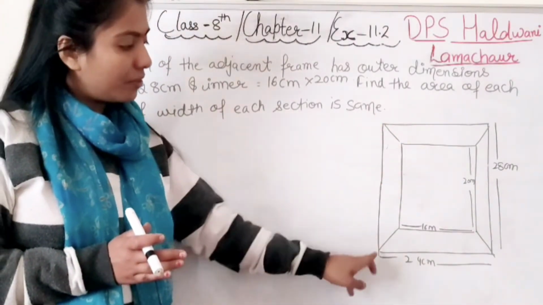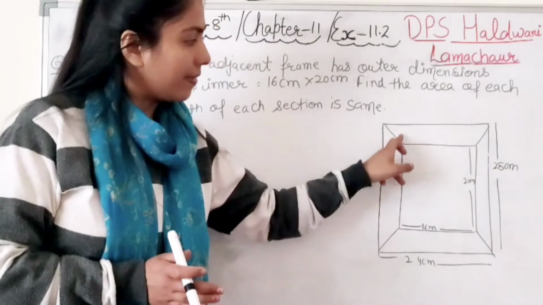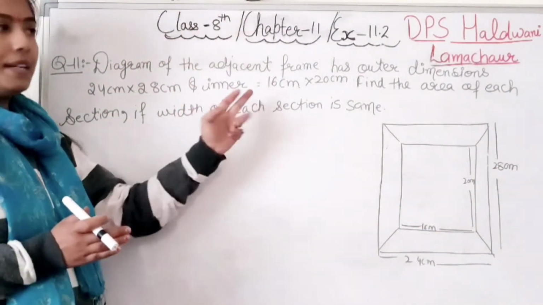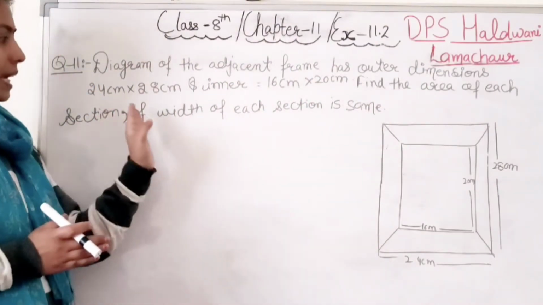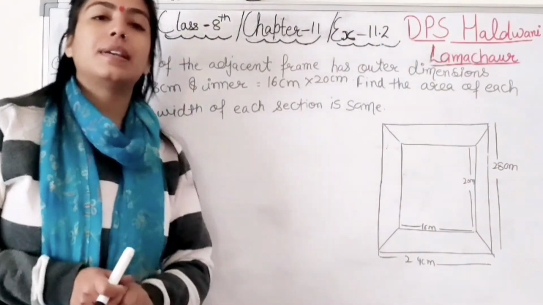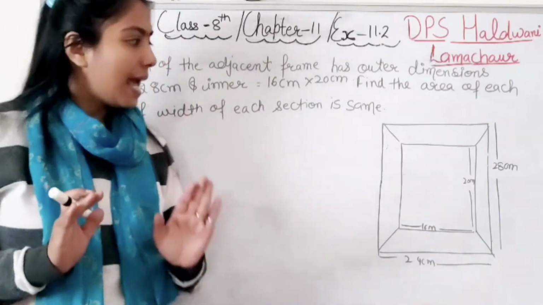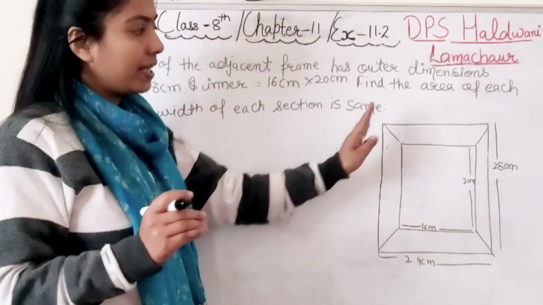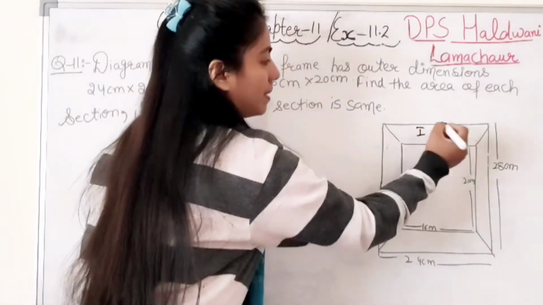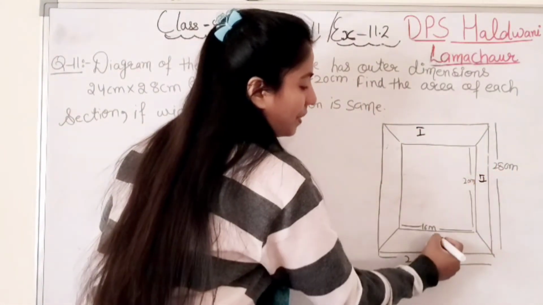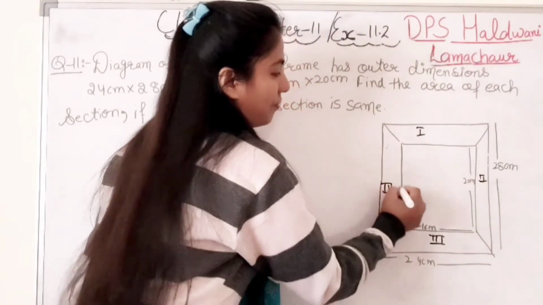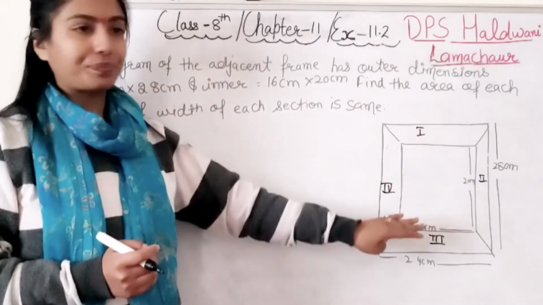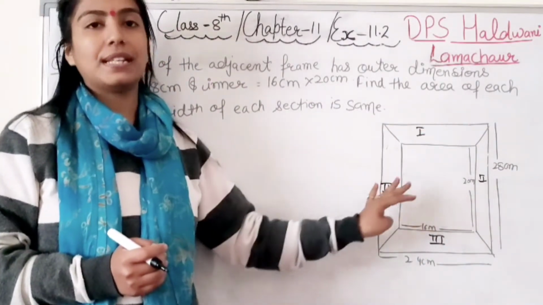So the outer dimension is given as 24 into 28 and the inner dimension is given as 16 into 20. Find the area of each section if the width of each section is the same. What is each section, student? As you can see, this figure is divided. How many sections does it have? See, 1, 2, 3 and 4. So we have 4 sections. This is why it is asking to find the area of each section: section 1, section 2, section 3 and section 4.